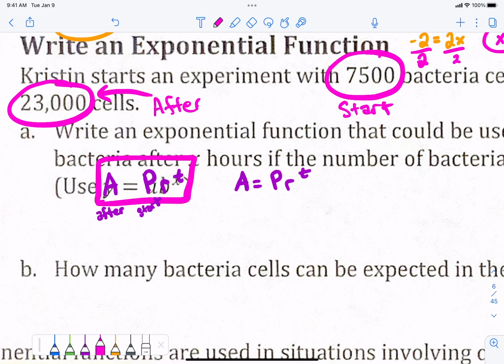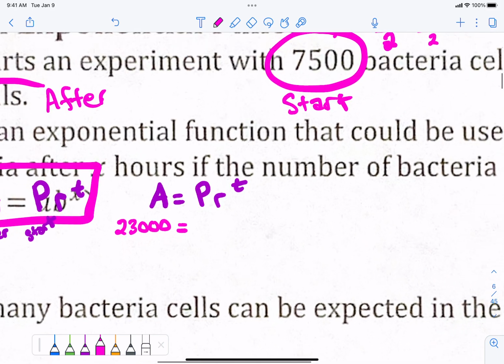According to the information they give me, 23,000. So we're going to put 23,000 here. P is that 7,500 number. Do we know what R is? I don't think so. Do we know what T is? T is 4. Okay, we're going to use this equation and we're going to solve for R.